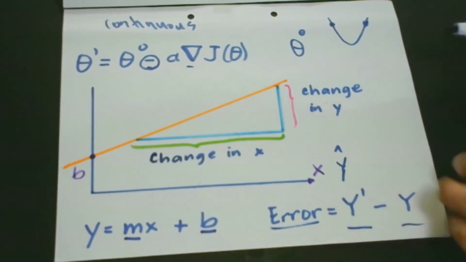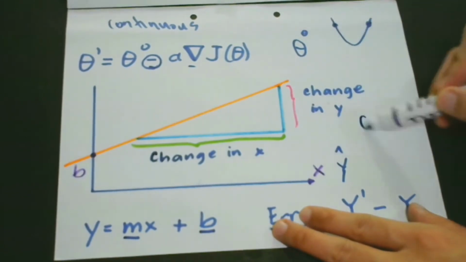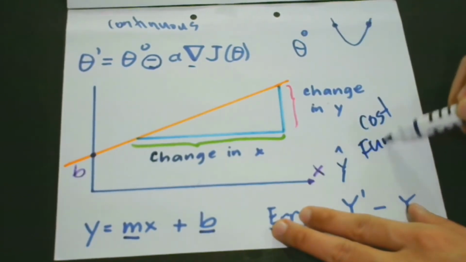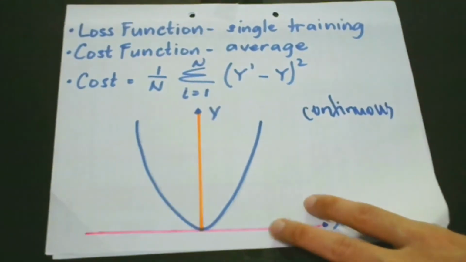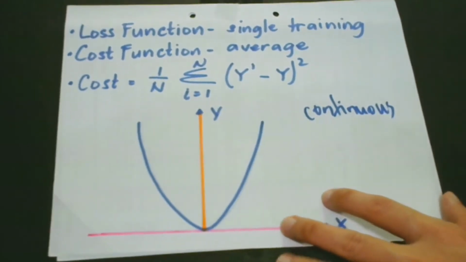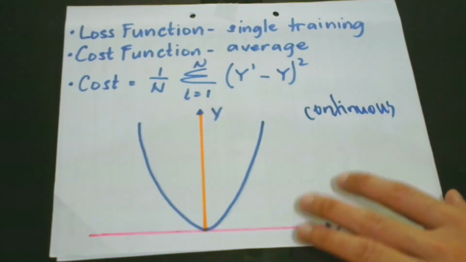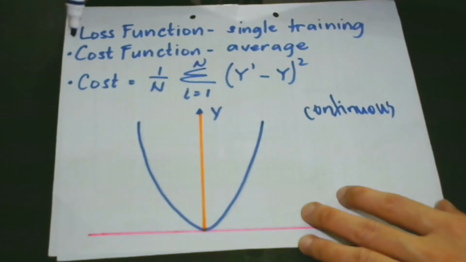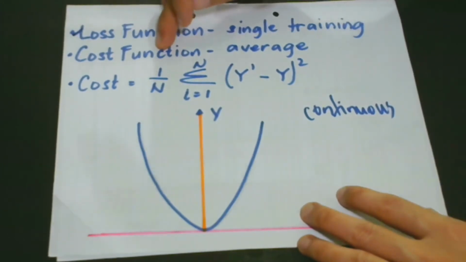So let's talk about cost function. What is it all about? Cost function and then the loss function. Let's describe the relationship between loss function and the cost function. While loss function computes the error for a single training example, cost function measures the average of the loss function for all the training examples.